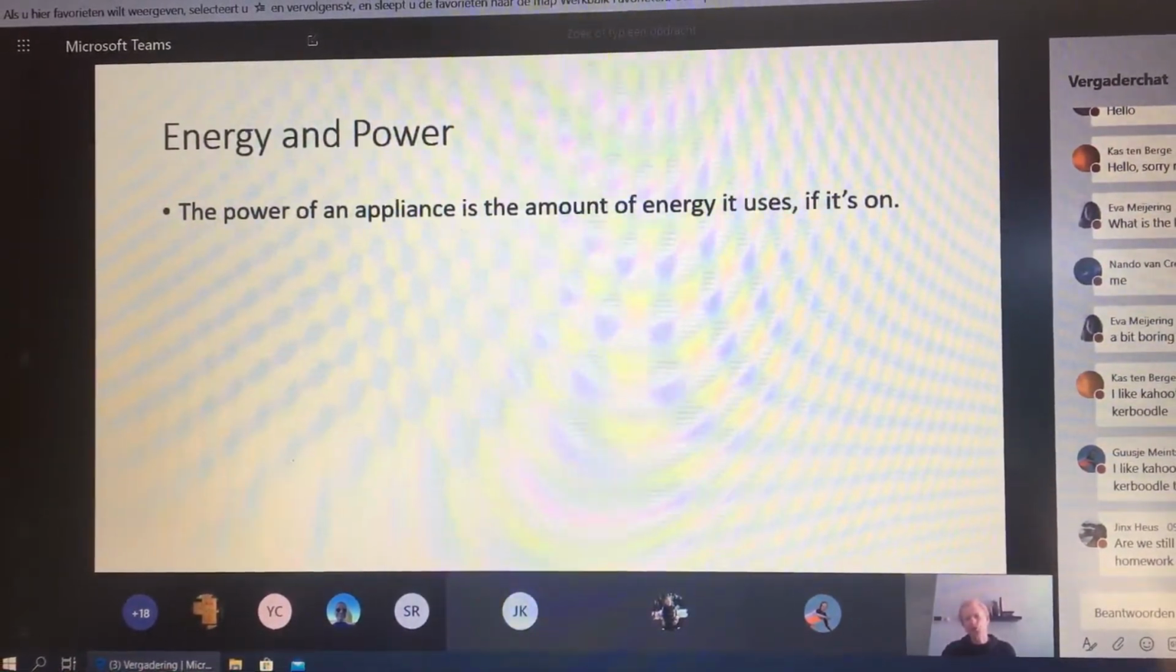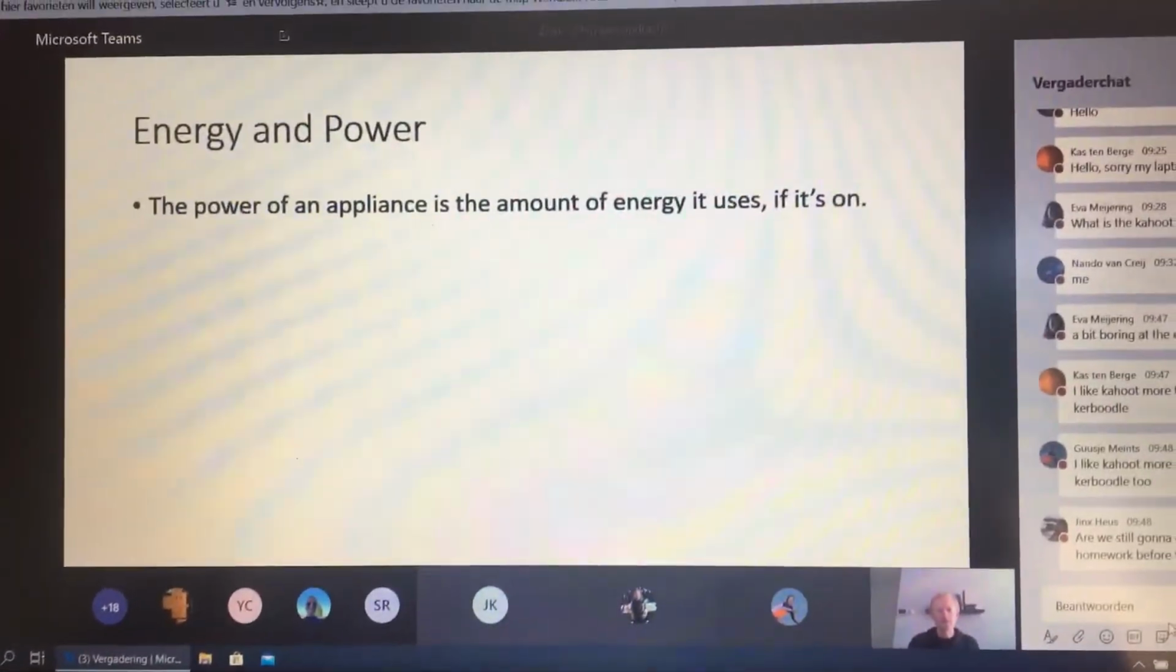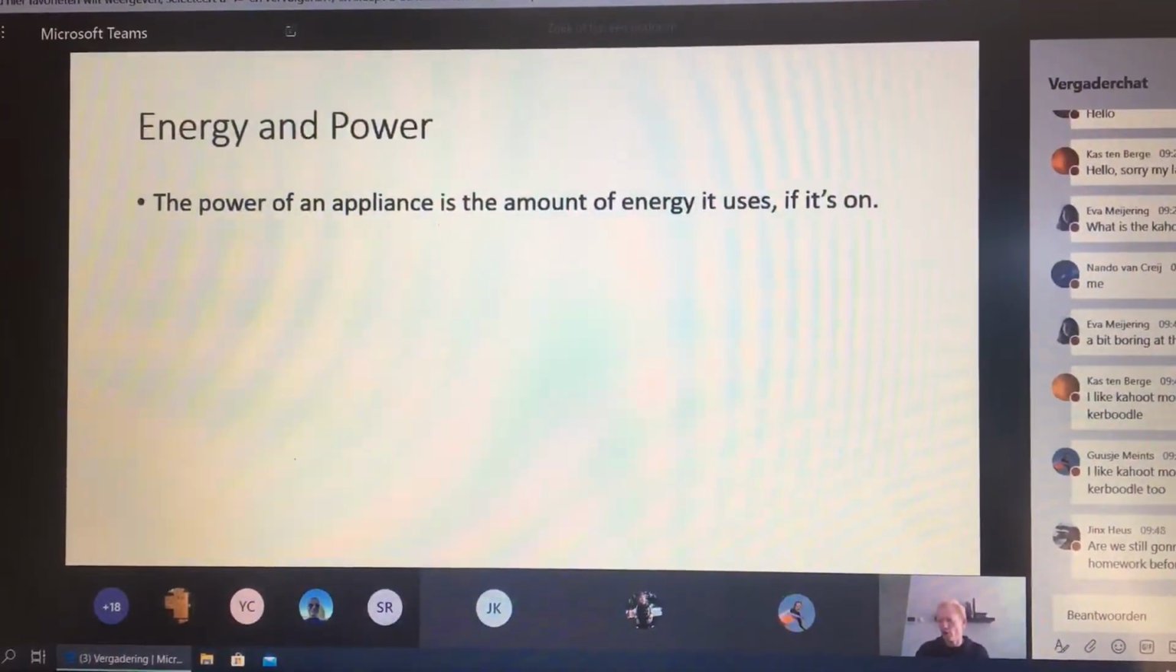Alright, so we're going to focus on electrical energy, which means that we're going to have a look at power too. And like it says on the screen, the power of an appliance is the amount of energy it uses if it's on.